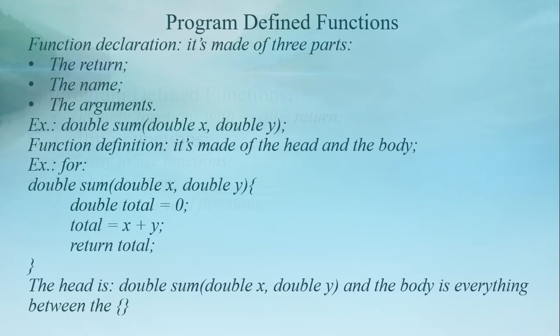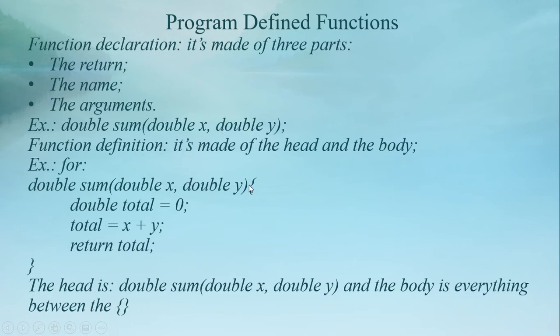So let's continue. Program-defined functions. What's this? We have a function declaration that's made of three parts: the return, the name, the arguments. Actually, here it is the formal parameters. And we have here the declaration. No definition here. So double sum receives two values, two formal parameters, and the arguments that we will pass to it. So a function definition is made of the head and the body.